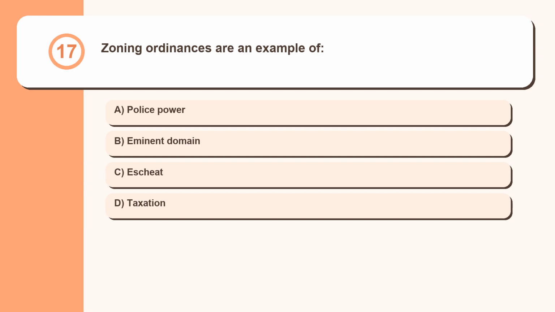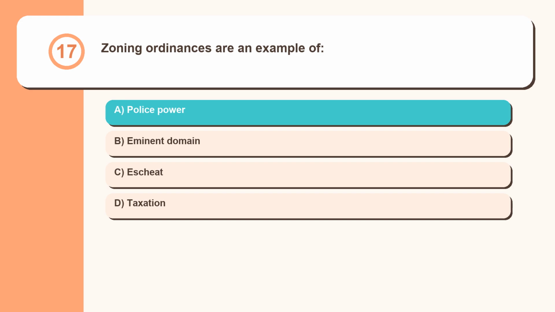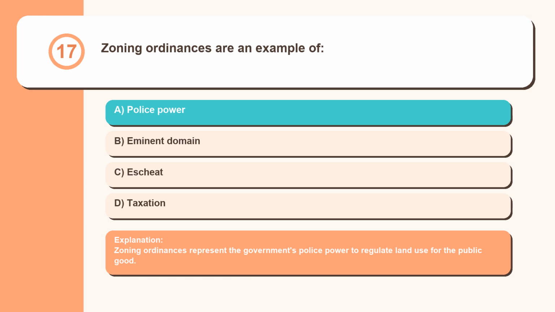Question 17. Zoning ordinances are an example of police power, eminent domain, escheat, taxation. Zoning ordinances represent the government's police power to regulate land use for the public good.